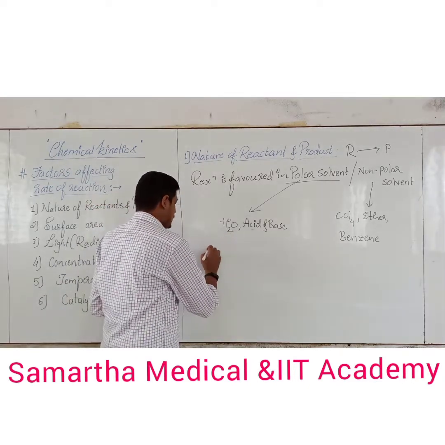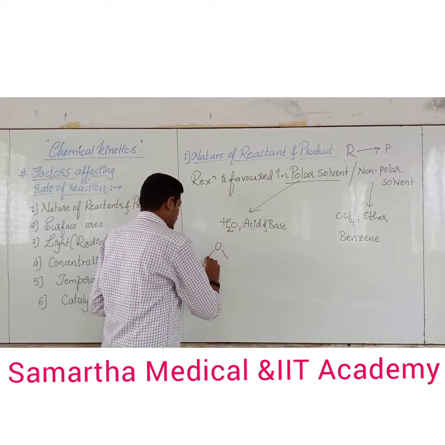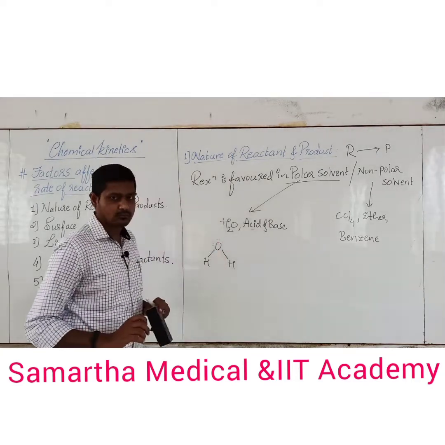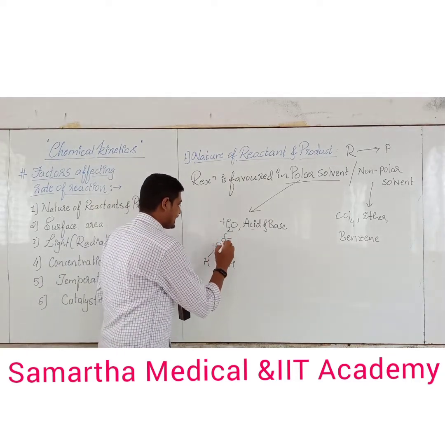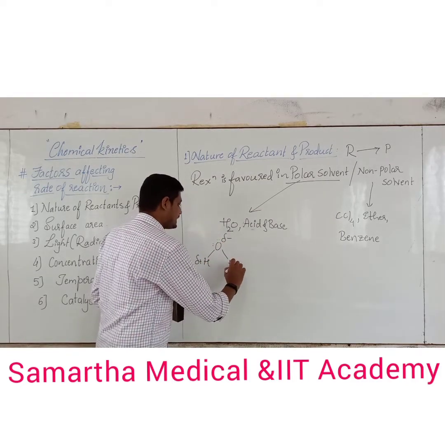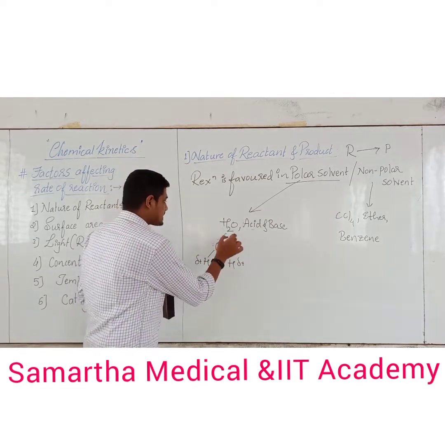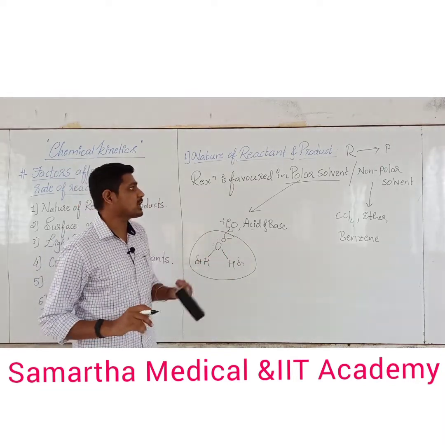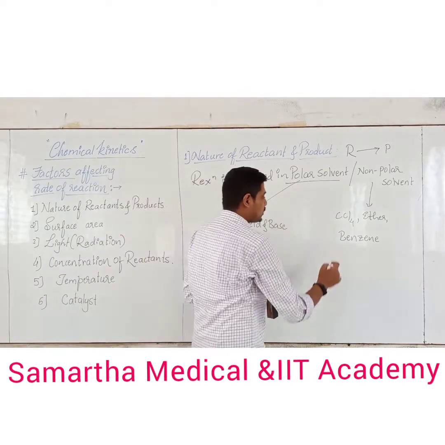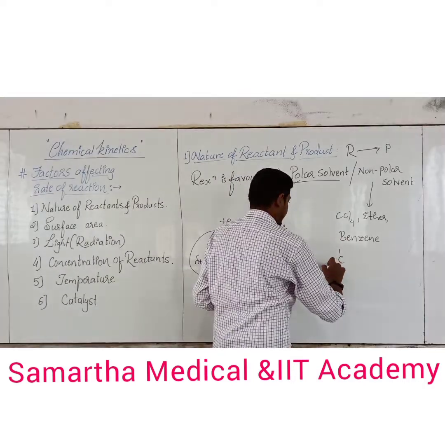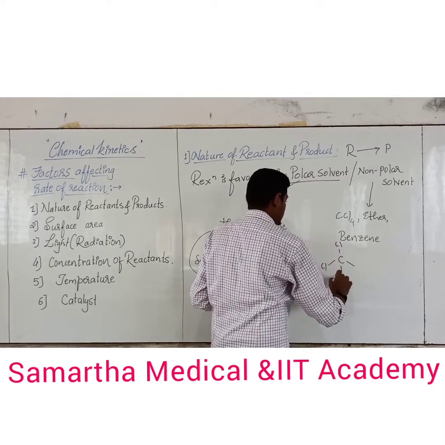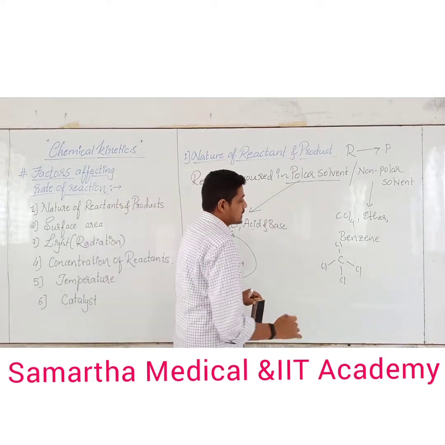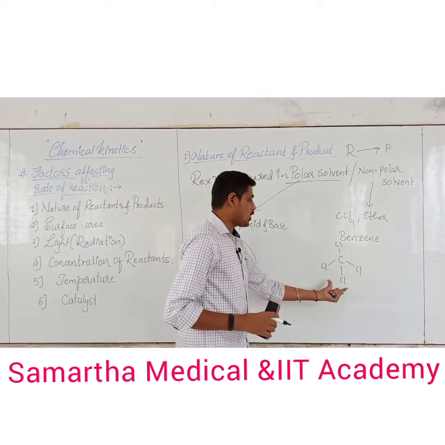If I write water as an example, you will know this is the structure of H2O. Here lone pairs of electrons are there. So oxygen is slightly negatively charged, whereas hydrogens are slightly positively charged. So within the same molecule there exists polarity. Such solvents are called polar solvents. And non-polar means, as in carbon tetrachloride, chlorine is surrounding the carbon everywhere, so there is no actual polarity. The polarity is zero, therefore it is called non-polar.